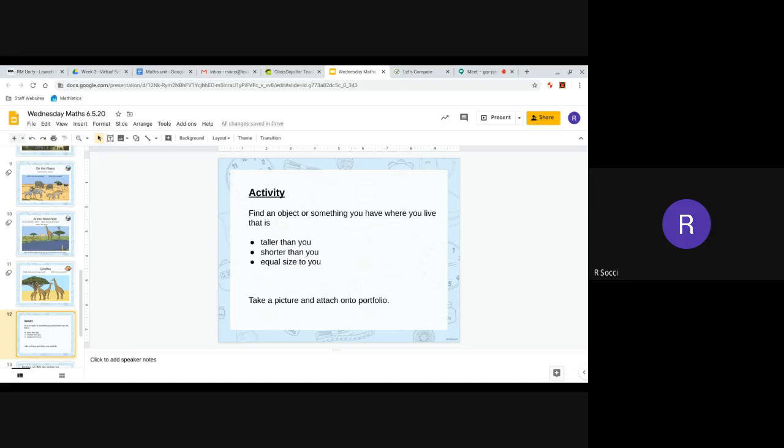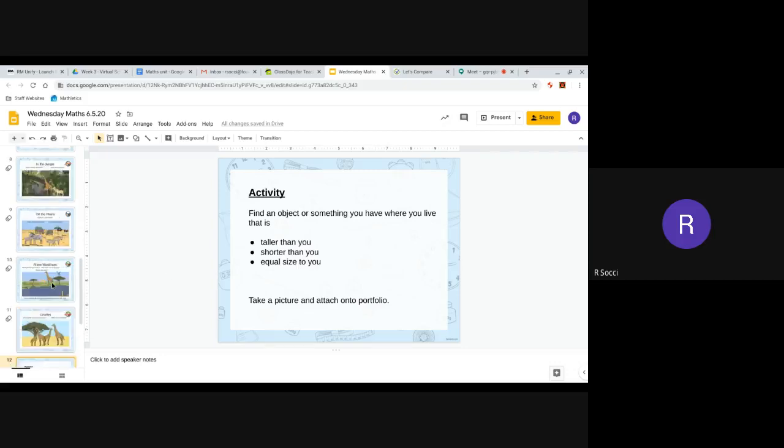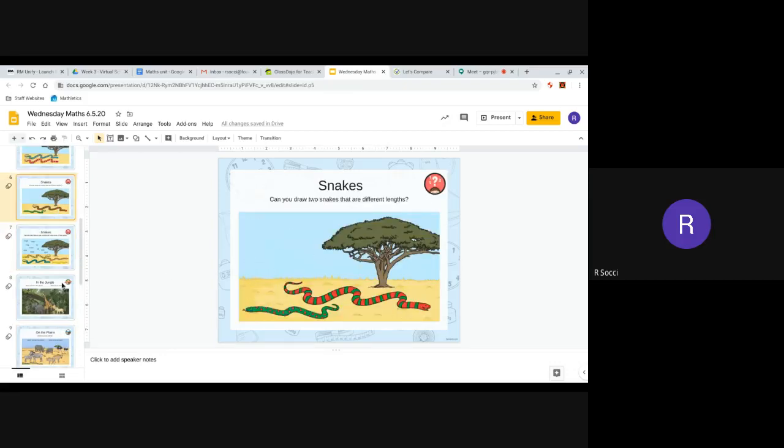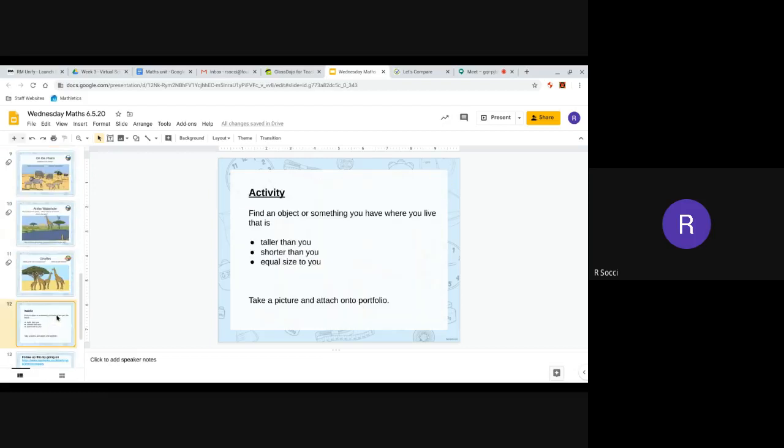And I'd like you to take a picture and attach it onto your portfolio on Class Dojo. So that is going on to mine, so Miss Sochi's, or Miss McNichol Edwards if you're sending it into her. Okay, so along with your answers to the questions here, I'd like you to have a go at this activity here, which is finding an object or something where you live that is taller than you, shorter than you, and the equal size to you. So take a picture and upload.